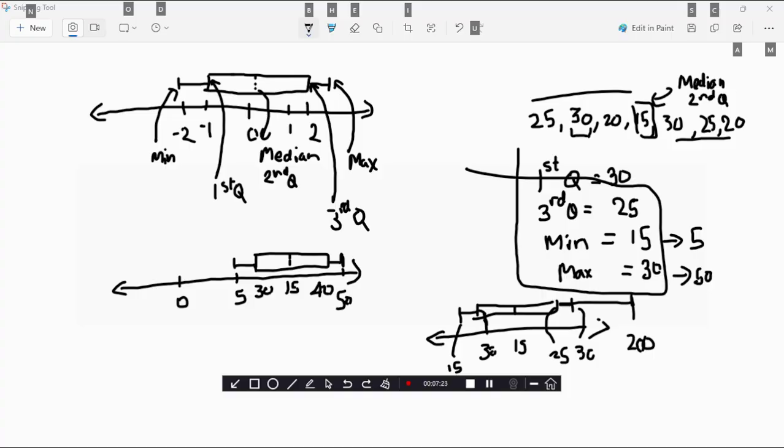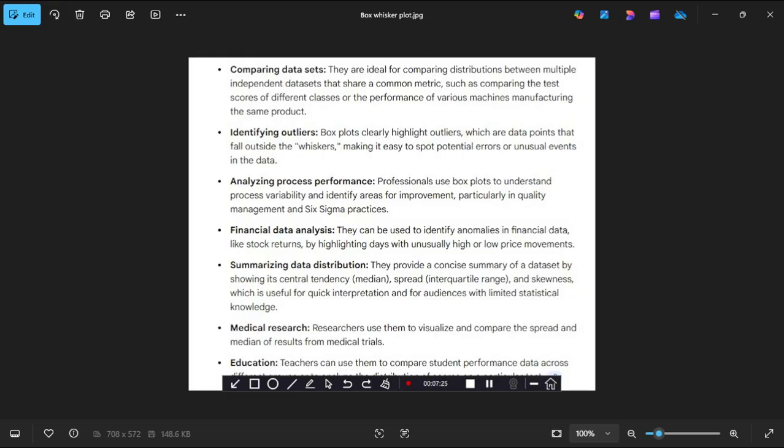Apart from that application, you can also use your box whisker plot to compare data, to analyze process performance, and to analyze anomalies in your financial data, like stock returns. It also summarizes data distribution, and it's used for medical research as well as education. These are some practical applications of a box whisker plot.